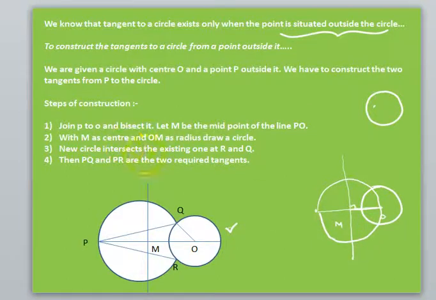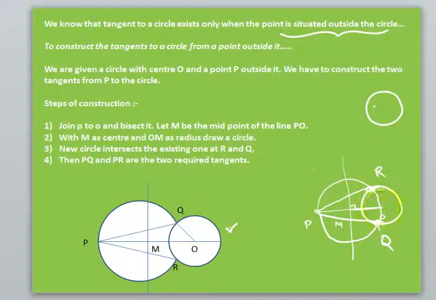Right. The new circle intersects the existing one at R and Q. These are my intersection points R and Q. Then PQ and PR are the two required tangents. This was my point P. Then PR and PQ are the two required tangents.